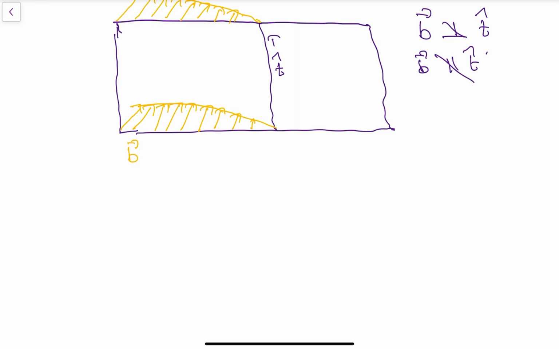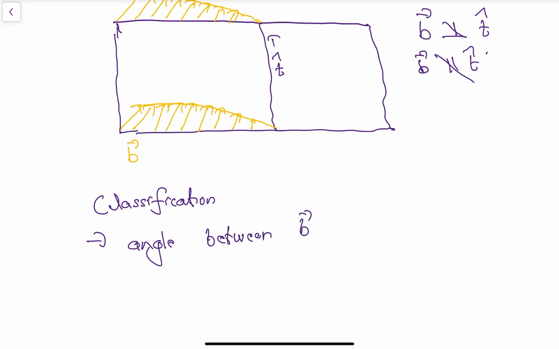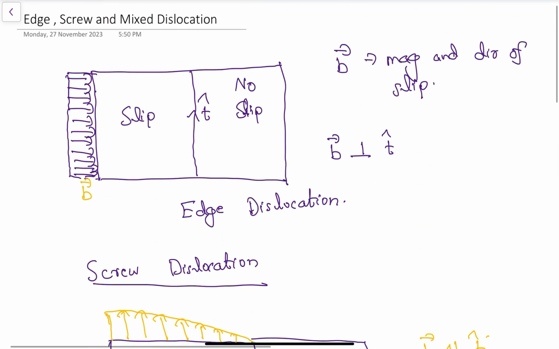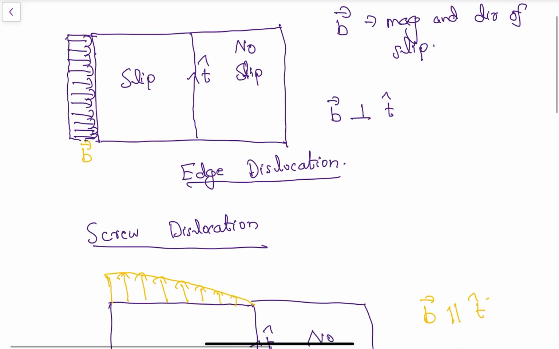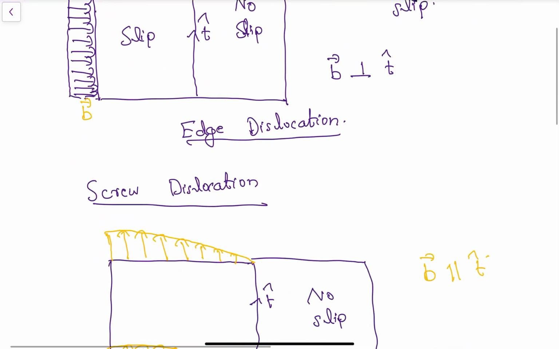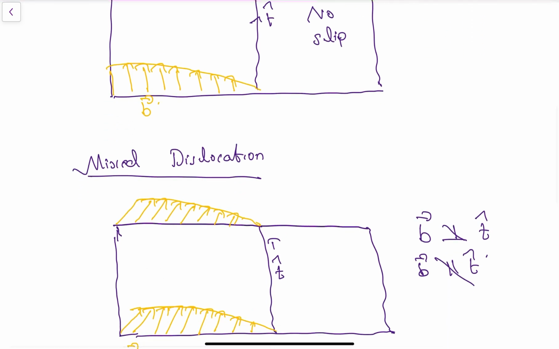All these classifications are mainly based on the angle between the Burgers vector and the dislocation line. So these are the three different types of dislocation. The first one is the edge dislocation, then you have the screw dislocation, and then you have the mixed dislocation.